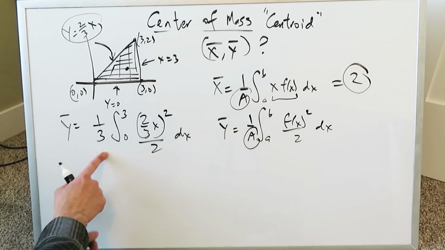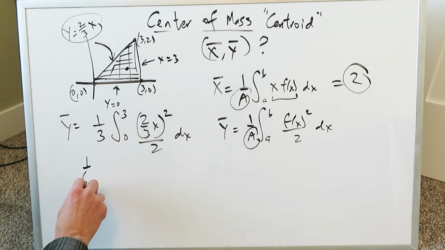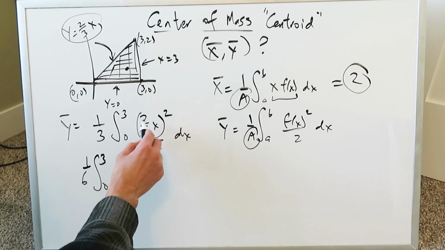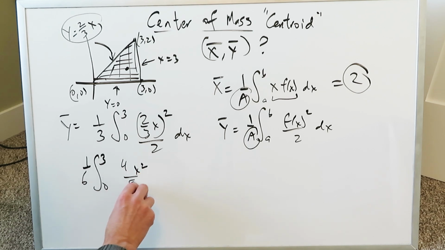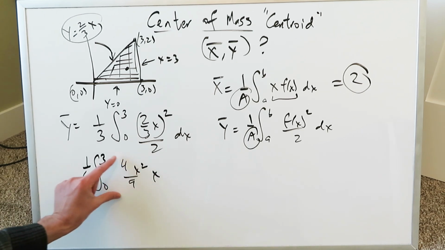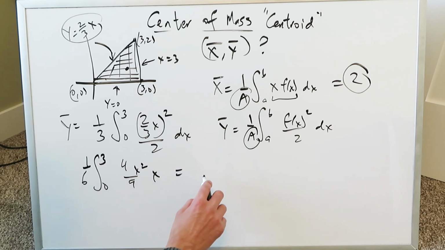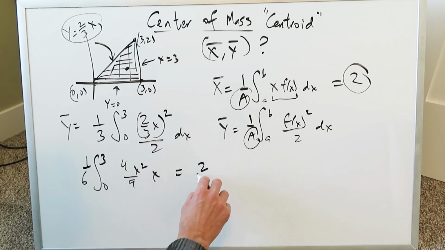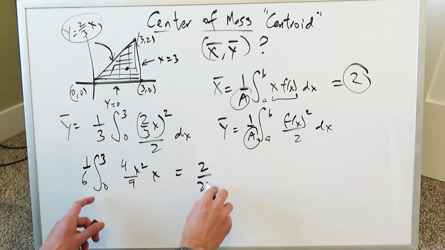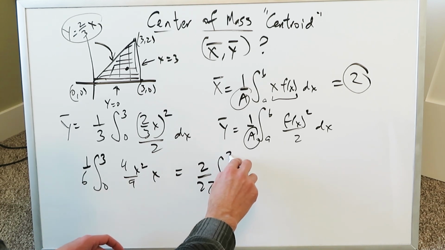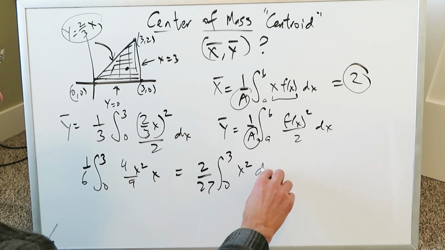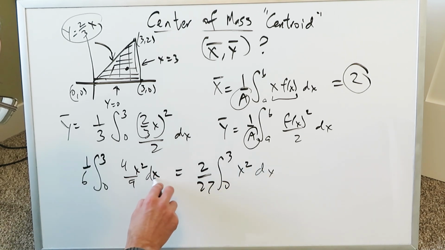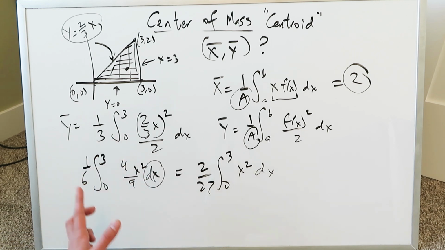Now bring this 2 out and attach it with this. You're looking at 1 over 6, 0 to 3, open this up. You have 4x squared over 9 dx. Bring the 4 over 9 and attach it to 1 over 6. When you do that, the 4 and the 6 can cancel out relatively. You'll end up having here a 2 over 3 times 9, 27, and then again 0 to 3 x squared dx. I had forgotten a d over here. It should have been dx. 4x squared over 9 dx. Everything is good over here.